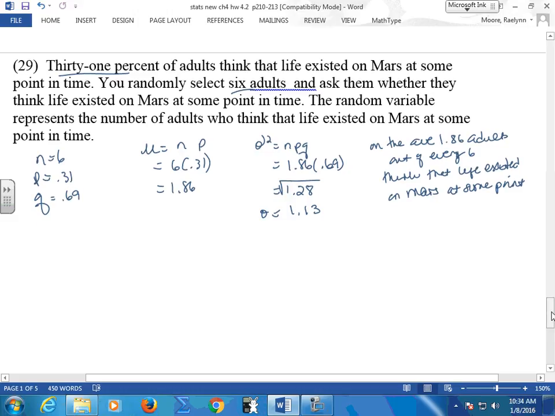And the last one, same kind of situation. 39% of adults think that life existed on Mars at some point in time. You surveyed 6 adults. We could easily make a table, 0 through 6. But why bother if all they want to know is the mean, the standard deviation, and the variance? Are we good with this? Not a lot. It's kind of the same thing over and over.